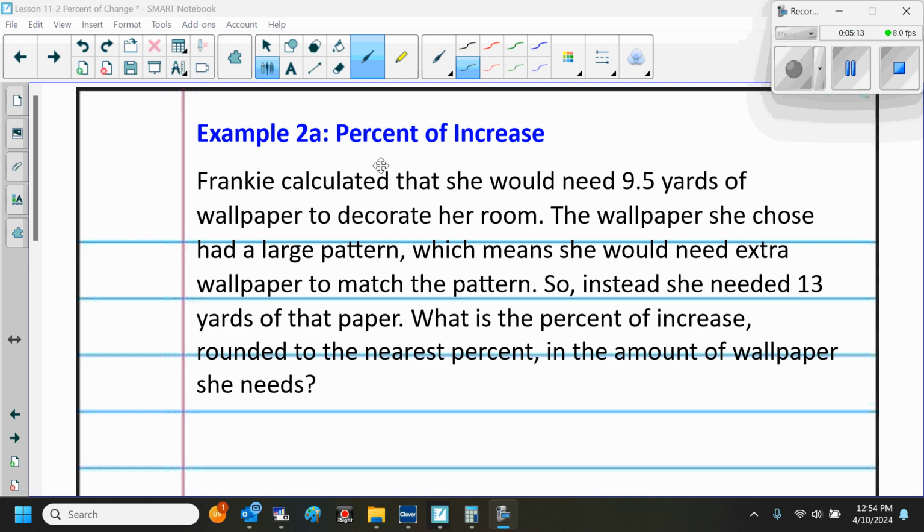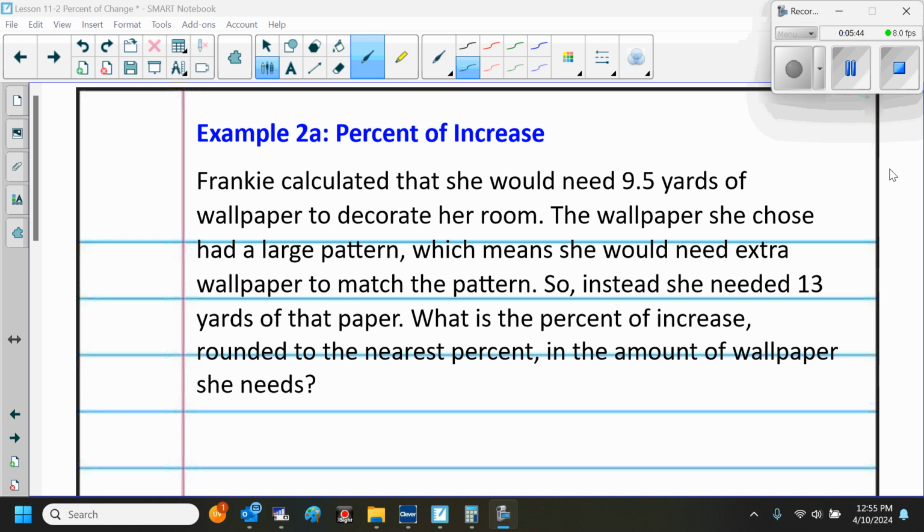So example 2a is also a percent of increase. It says Frankie calculated that she would need 9.5 yards of wallpaper to decorate her room. The wallpaper she chose has a large pattern, which means she would need extra wallpaper to match the pattern. So instead, she needed 13 yards of that paper. What is the percent of increase? And we want to round it to the nearest percent in the amount of wallpaper that she needs.